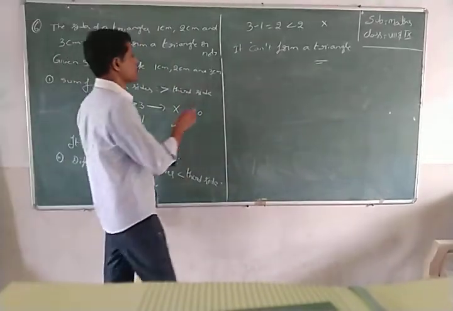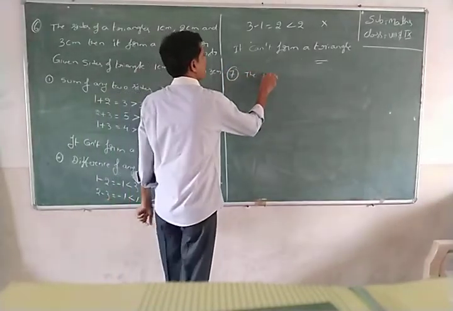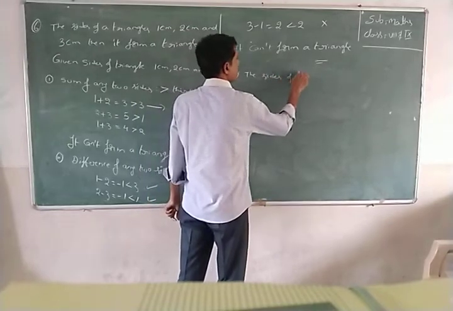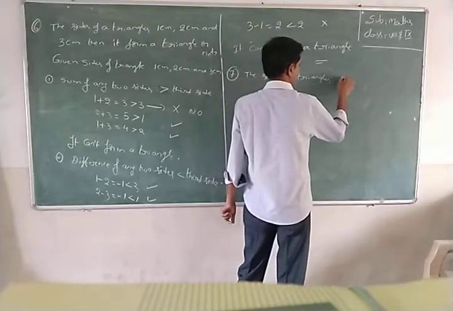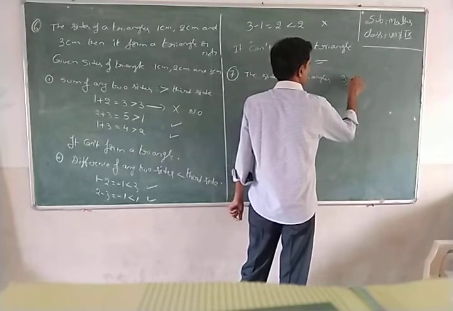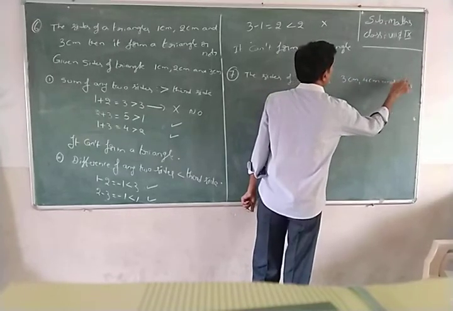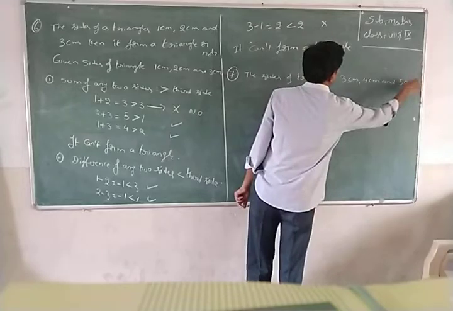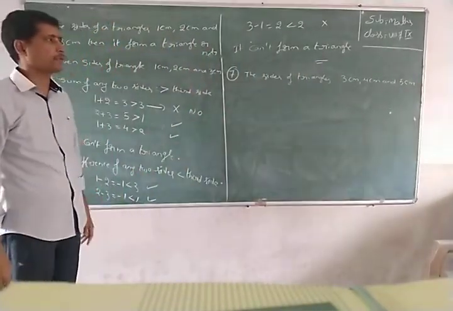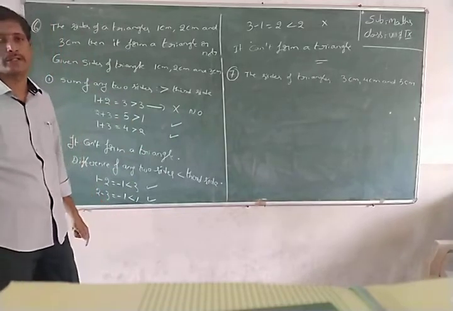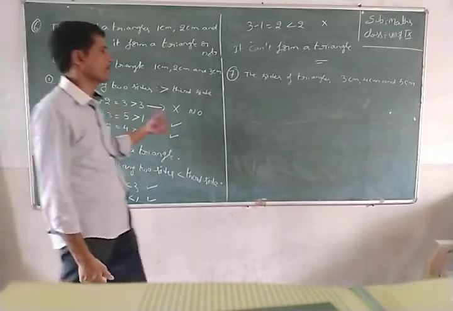Next, based on this one, one more problem. The sides of a triangle are 3 centimeters, 4 centimeters and 5 centimeters. Do this one on your own. Yes, it can form a triangle. Check these conditions. I will explain only.